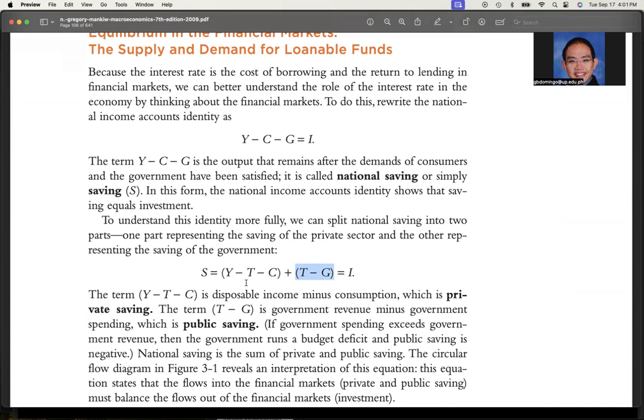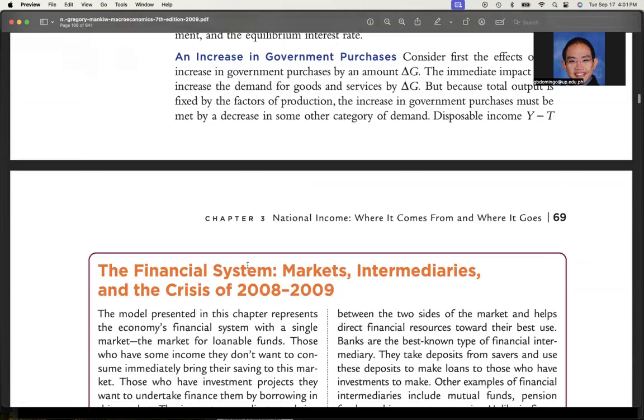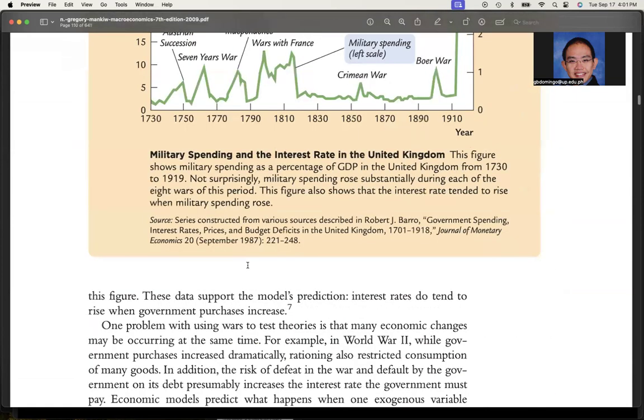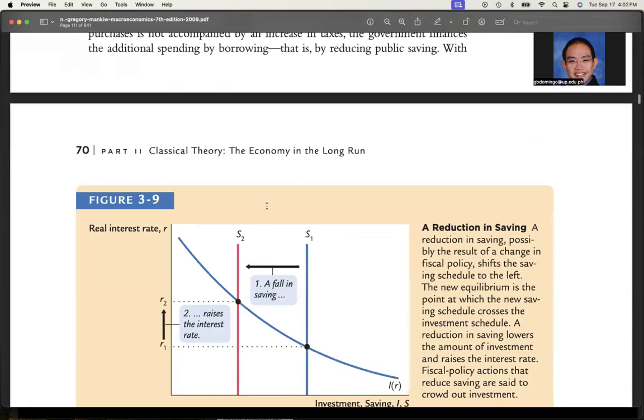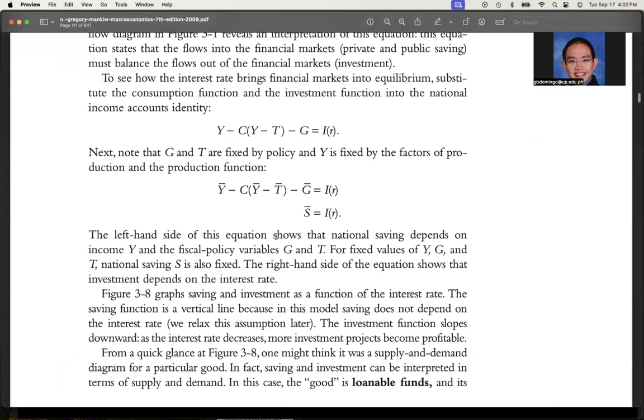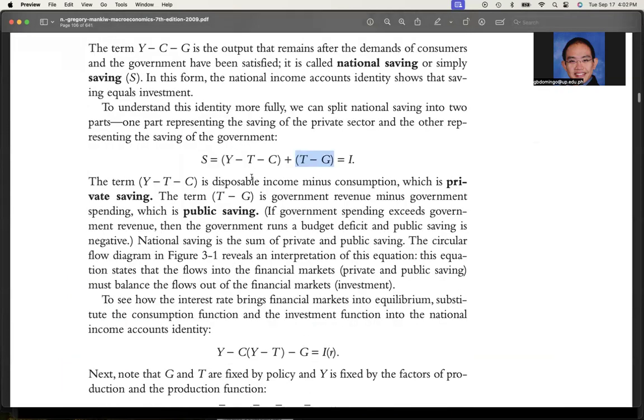An increase in T lowers... sorry, is it an increase? Let me just double check. A decrease in T increases your disposable income, which tends to increase consumption. And this will tend to lower savings. What this is saying is that you have a lower savings here and a lower savings here because T went down.